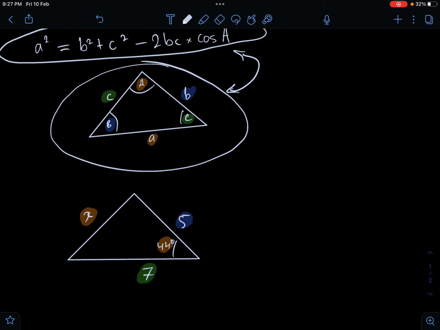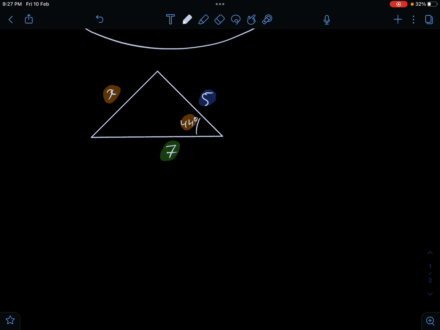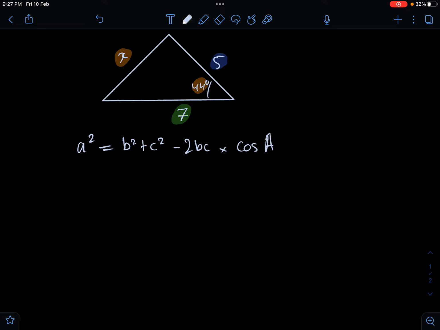Alright? And now we're going to apply this formula that we have up here. So rewrite it. A good way to practice memorizing is just keep rewriting it. a squared equals b squared plus c squared minus 2bc times cosine A. There we go. And now we just sub in. So the lowercase a is our x squared equals b is our blue one, 5 squared plus 7 squared minus 2 times 5 times 7 times cosine A.